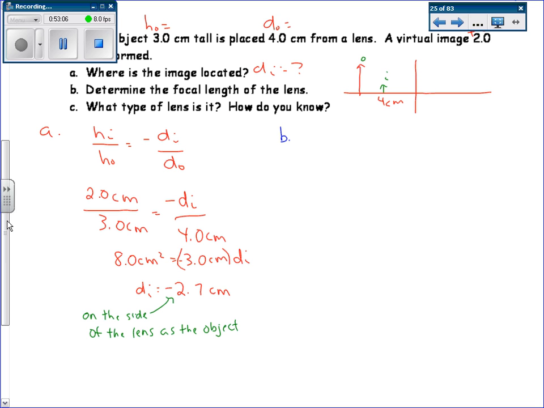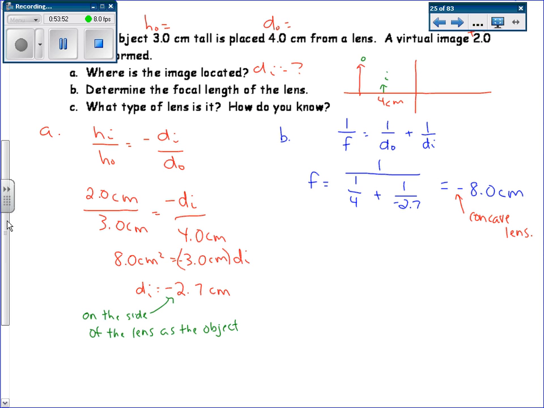Determine the focal length of the lens. So we want to use the mirror equation. 1 over F equals 1 over DO plus 1 over DI. So focal length is equal to 1 over DO, which was 4 centimeters, minus 1 over negative 2.7. And it's important that you include that negative in there. So that should be plus, right? But you should get a negative focal point. So you get negative 0.8 centimeters. The negative focal point means it's a concave lens.